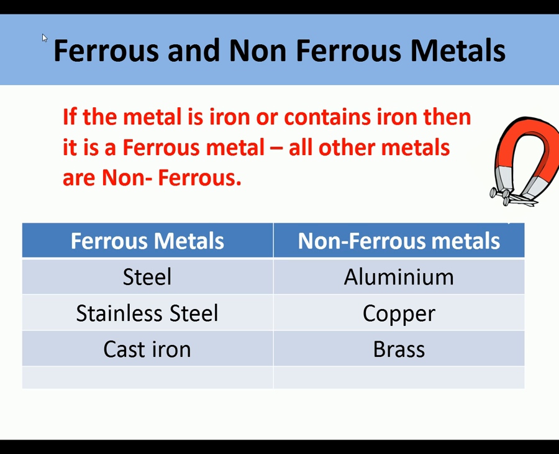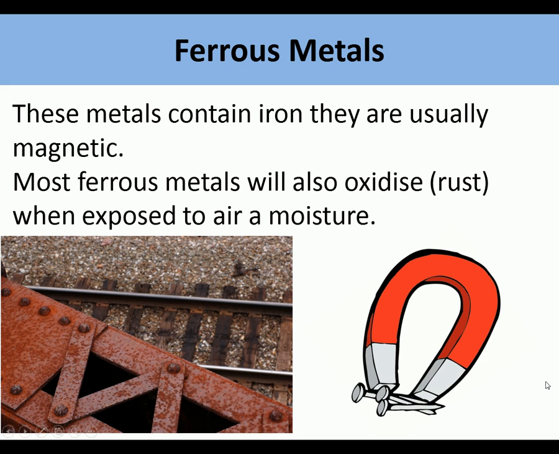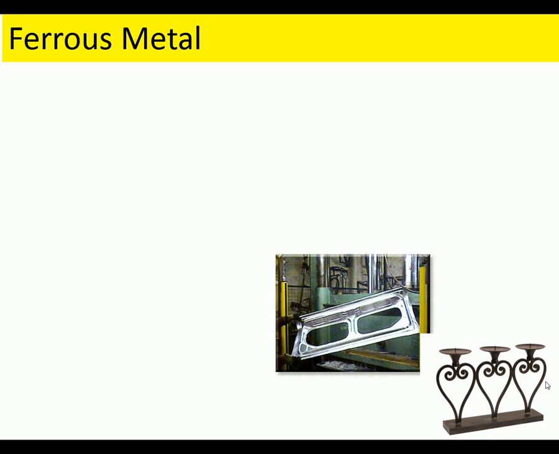Ferrous and non-ferrous metals. If the metal is iron or contains iron, then it is a ferrous metal. All other metals are non-ferrous. So ferrous metals here are steel, stainless steel, cast iron. Non-ferrous metals: aluminium, copper, brass. You should know these. Ferrous metals all contain iron and they are usually magnetic. Most ferrous metals will also oxidize when exposed to air and moisture.